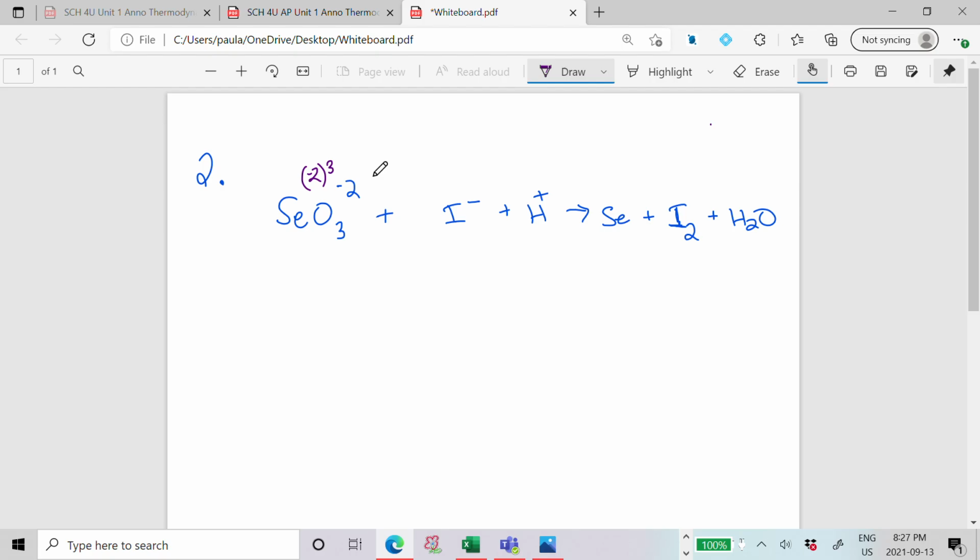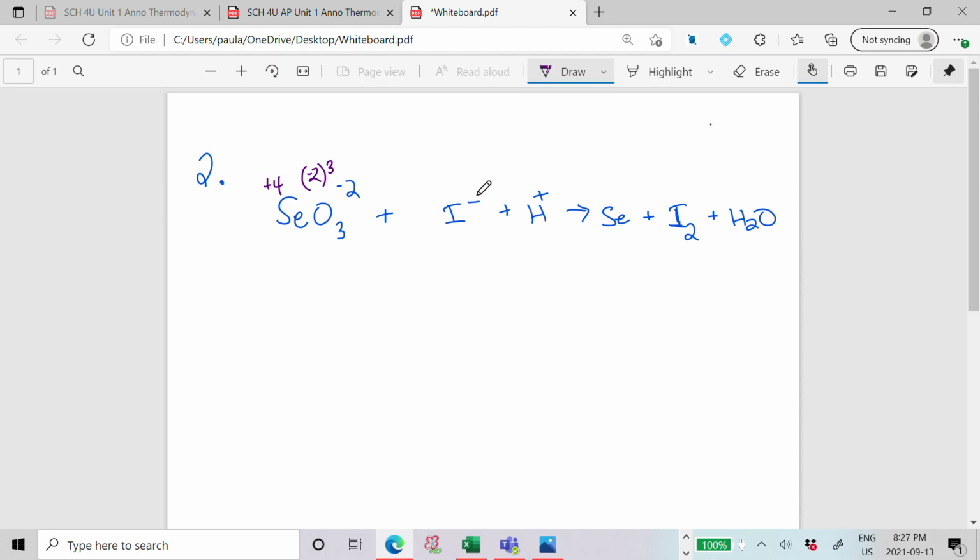This polyatomic ion has an overall charge of -2, which means that the sum of the oxidation numbers you end up assigning have to add up to -2. So if oxygen contributes a total of -6, then to end up with -2, selenium has to have an oxidation state of +4. +4, -6, -2. So then we keep moving.